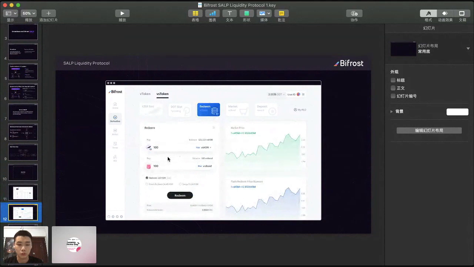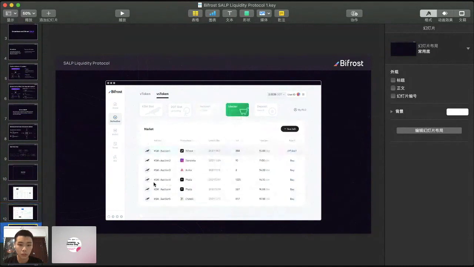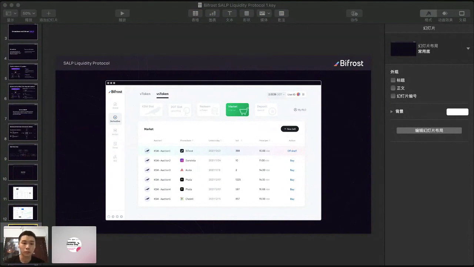And here's what I mentioned: you can put in your VS Kusama and VS Bond, compound and redeem your VS token. And here's the market. So let's take a look at the live Crowdloan steps. So let me share my screen, please.